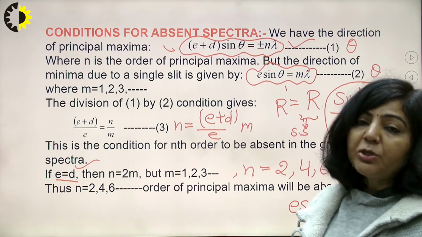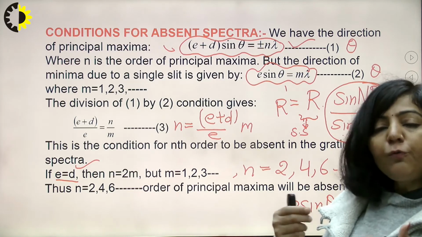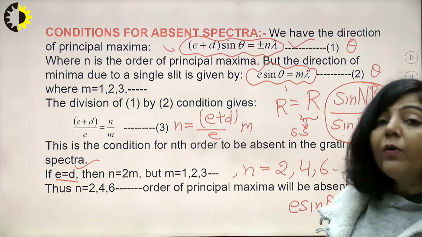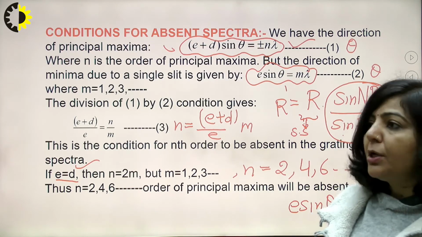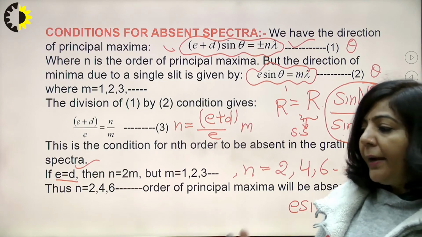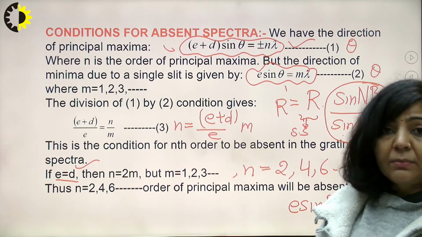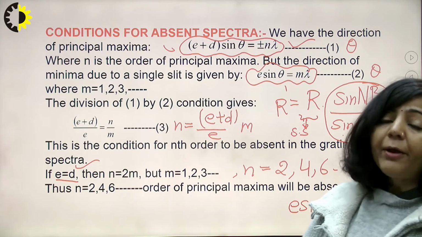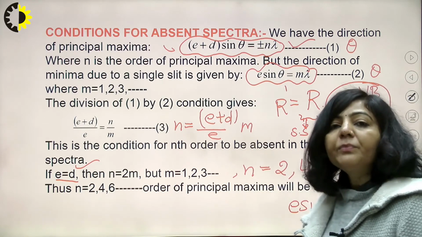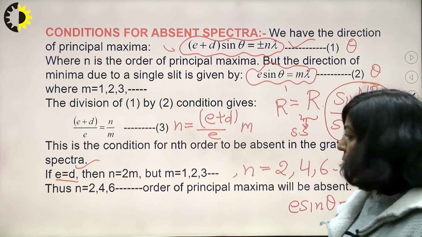The reason should be clear to you. The reason is that the second, fourth, sixth, all these even orders, have their maxima overlapping with the minima of single slit. So if the maxima is observed at theta angle due to N slit, and the minima of single slit is also observed at the same angle, then that particular nth order maxima will be missing from the spectrum. So this formula gives us the expression for missing order spectra in a grating. I hope this is clear to you.